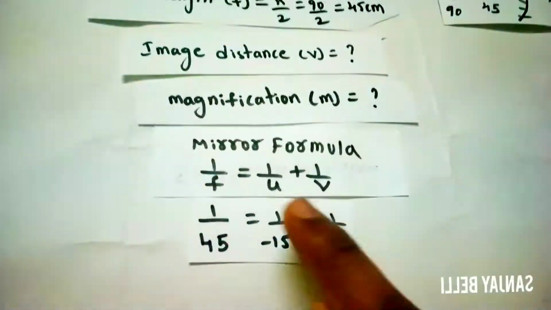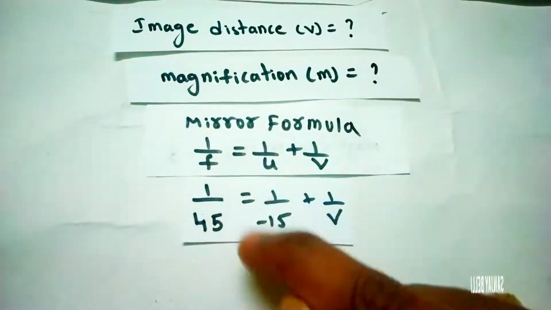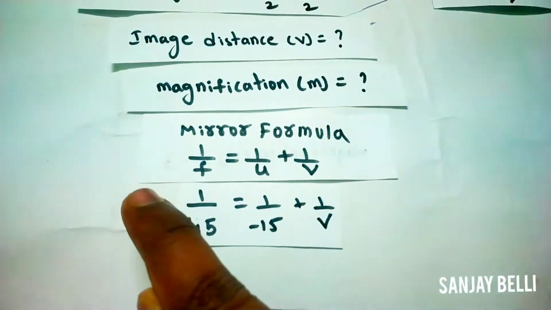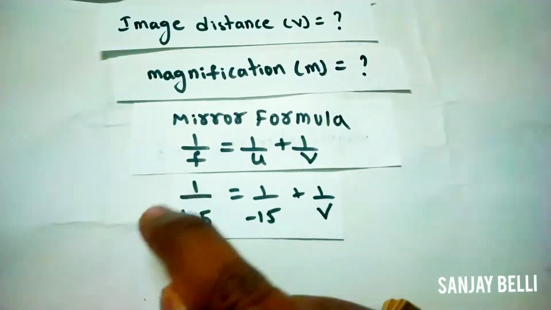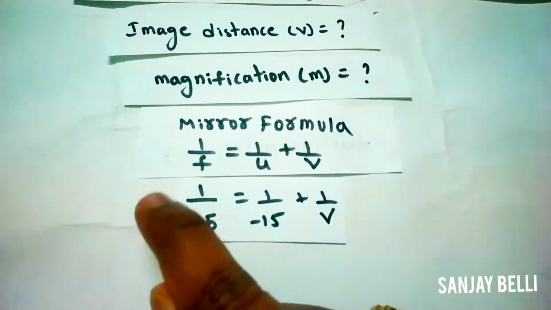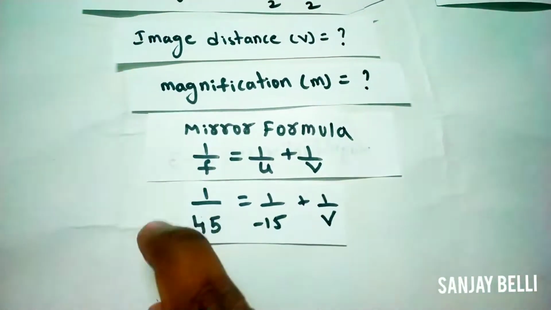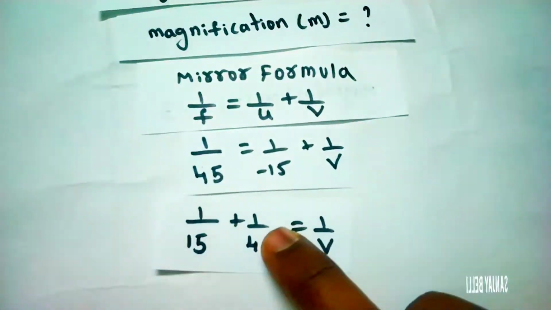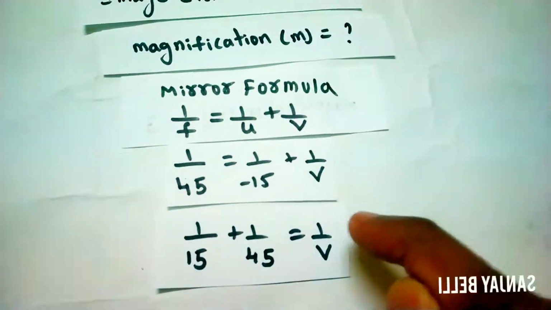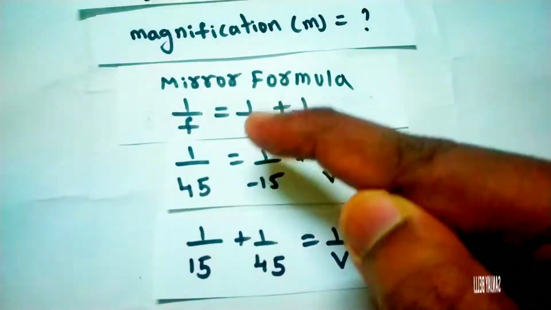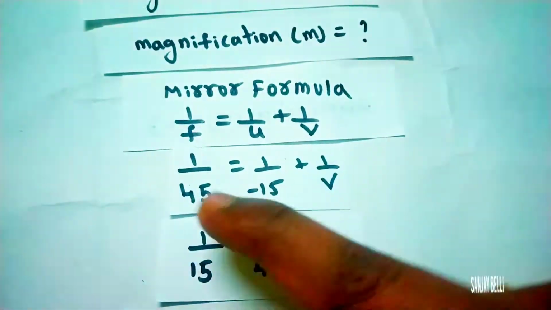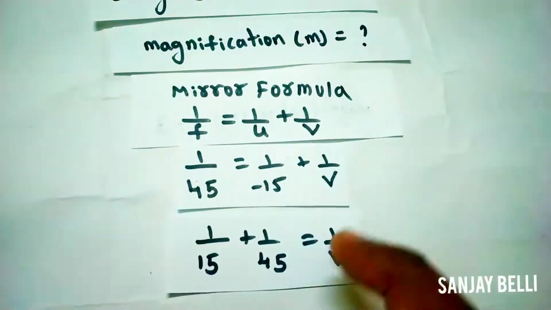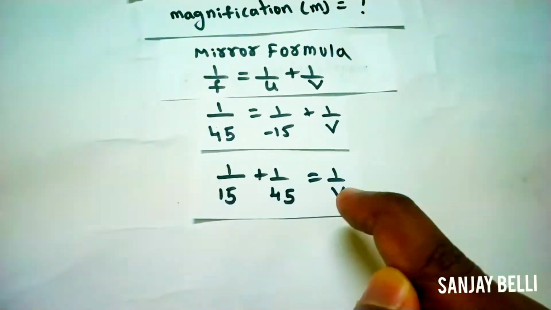Now what do we have to do in the next step? You have to shift this 1 by minus 15 towards the left side. Once we shift it towards the left side, it will become positive. That means it will become 1 by 15. Now here you can see 1 by 15 plus 1 by 45 equals 1 by v. I shifted this 1 by minus 15 towards the left side, so on the right side you have 1 by v.